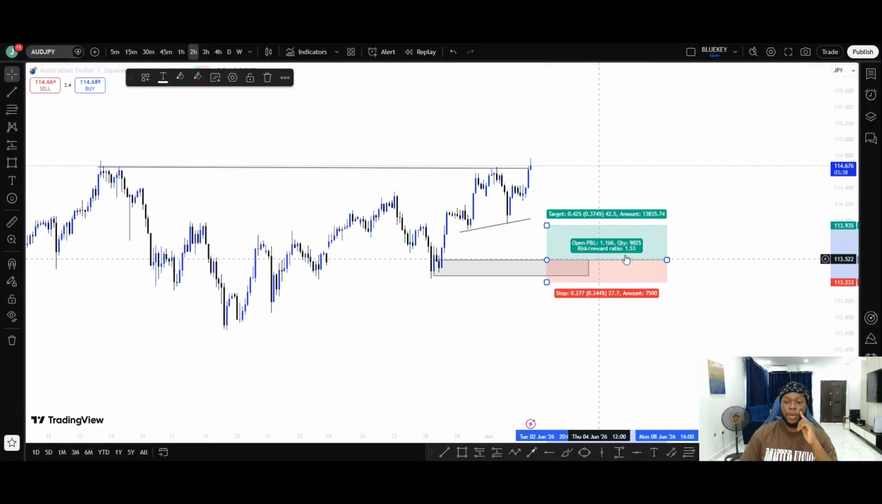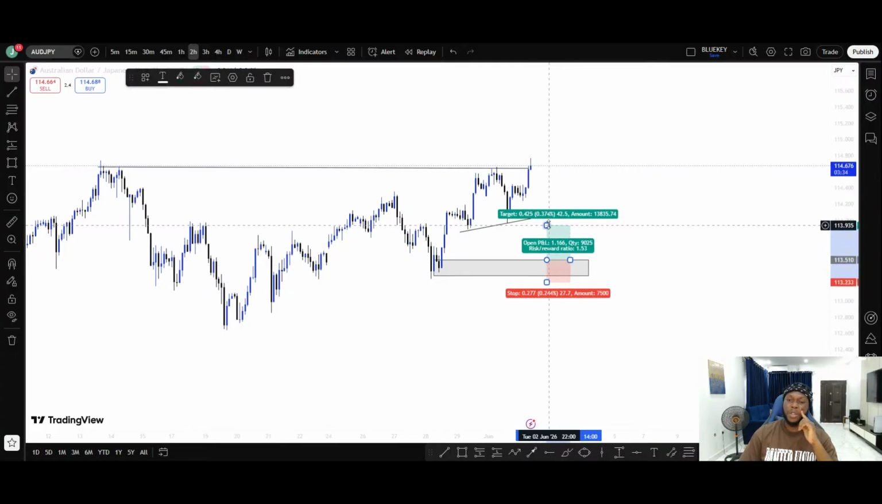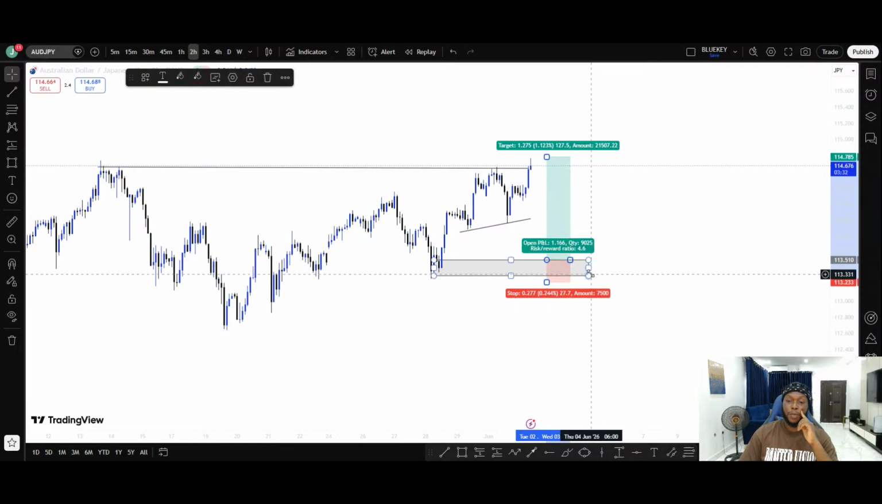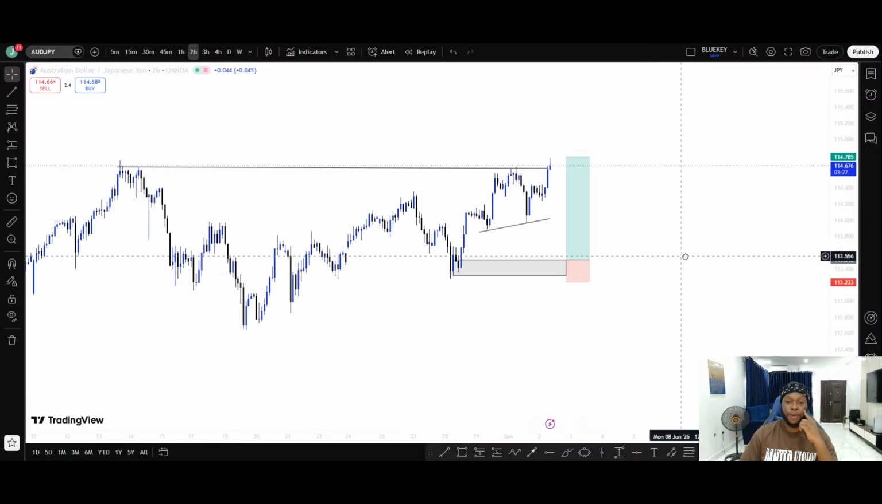The boring thing about my strategy is that you're going to be waiting for a very long time. Not really a long time, but you're going to be waiting. But that does not mean that you cannot still apply this same strategy on smaller time frames.